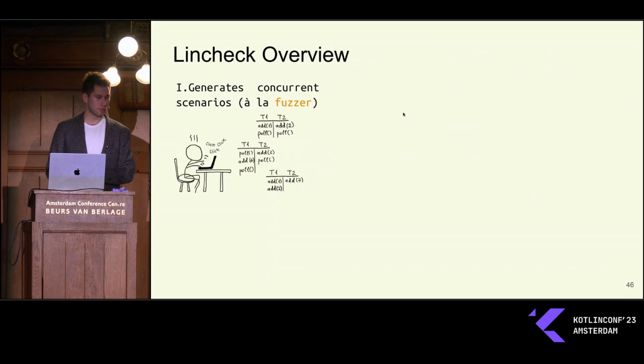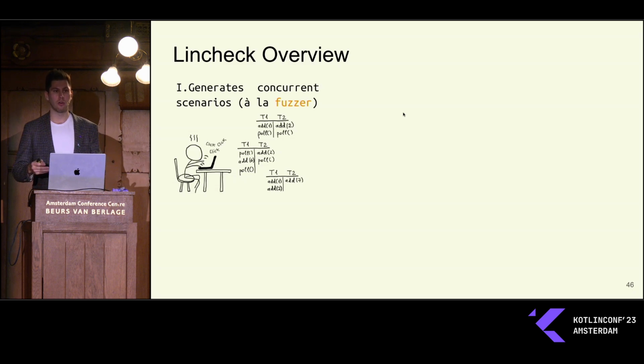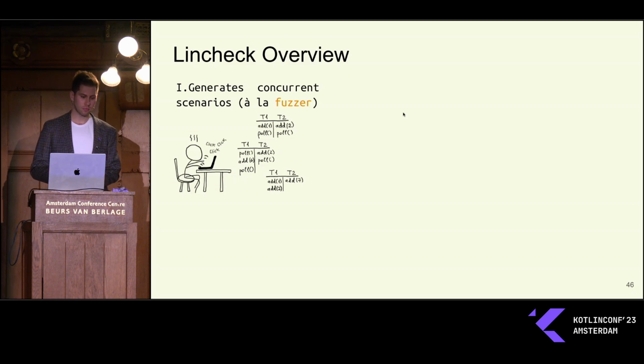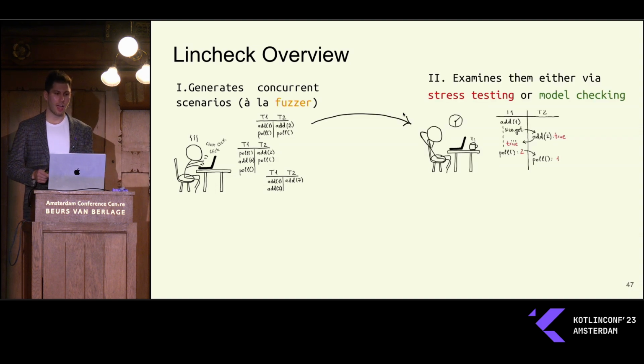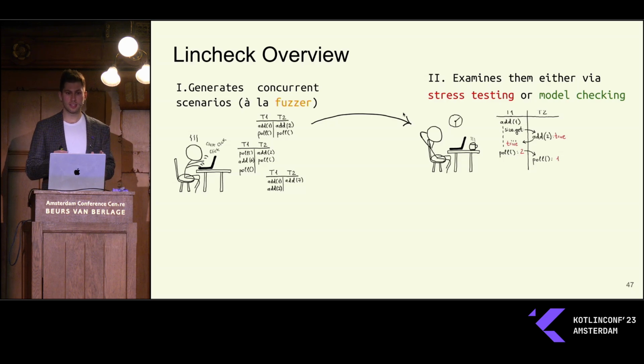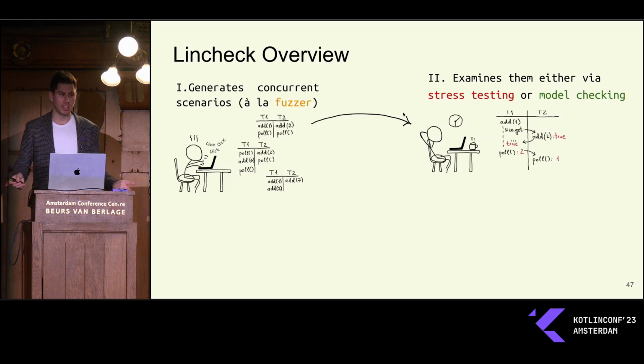And now let's dive into how Lincheck works. First of all, Lincheck generates a lot of different random scenarios, putting the specific operations into multiple threads, like here, and then it examines these scenarios either via stress testing. In this case, Lincheck fairly runs multiple threads and invokes the scenario multiple times in hope to get into a bad situation and detect a bug.